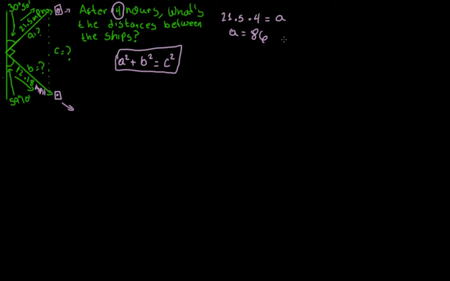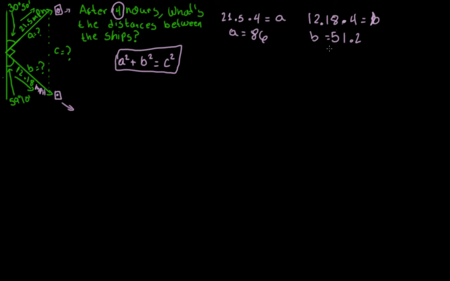So that's cool. We're gonna do the same thing with this ship. We're gonna say 12.18 times 4 is equal to B in this case, because we're getting this distance, right? So I get for B 51.2. So B is equal to 51.2.